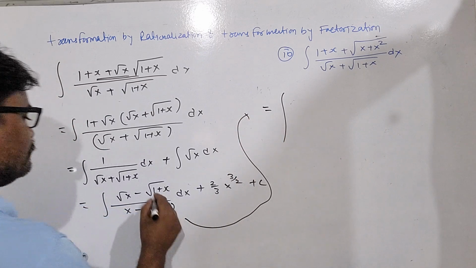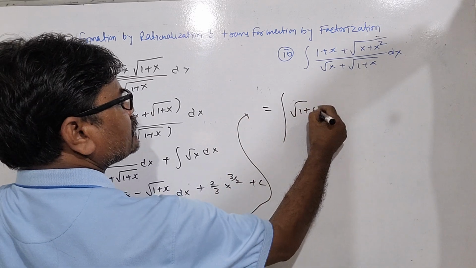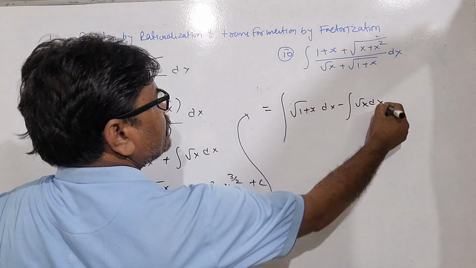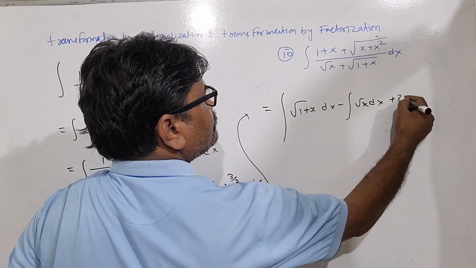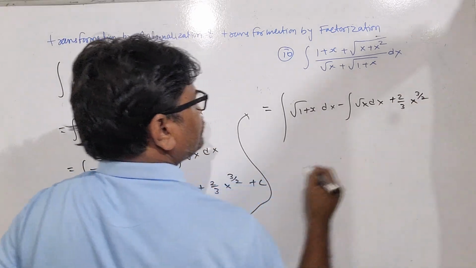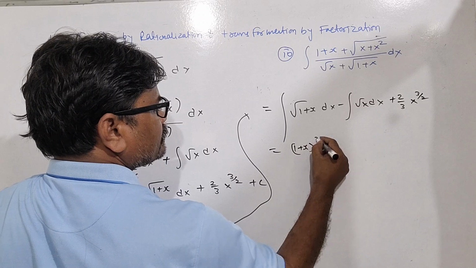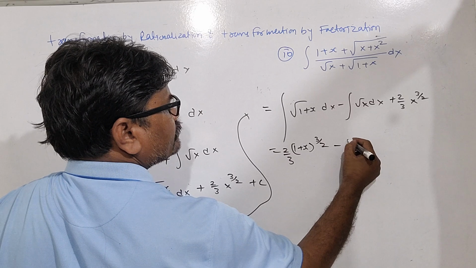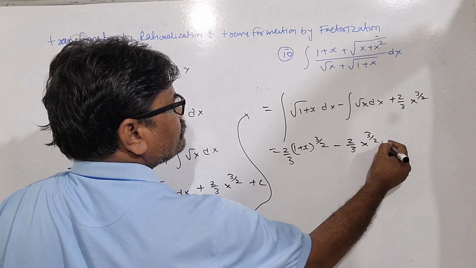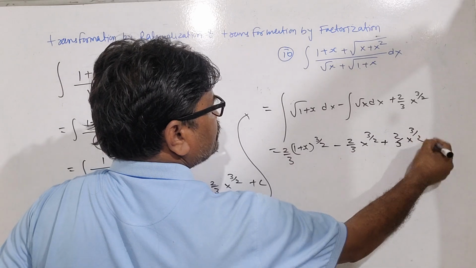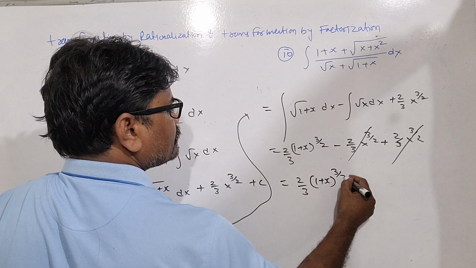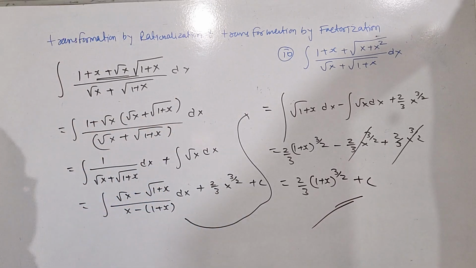okay, integration of square root of 1 plus x dx minus integration of root x dx, and already this is 2/3 x to the power 3/2. So this is 1 plus x to the power 3/2 into 2/3 minus 2/3 x to the power 3/2 plus 2/3 x to the power 3/2, that will get cancelled out. We remain with 2/3 1 plus x to the power 3/2 and plus c, correct. Let's look at another problem which is more important.